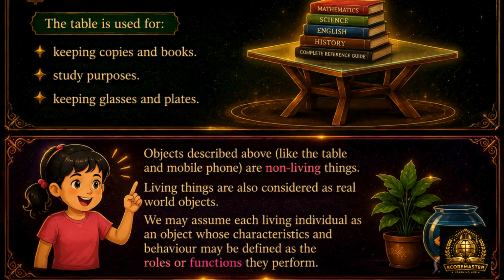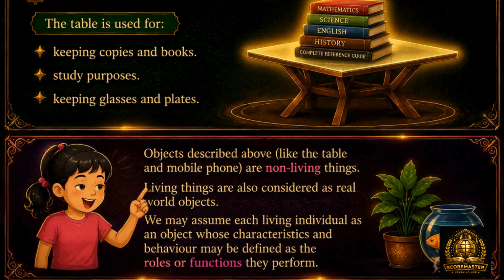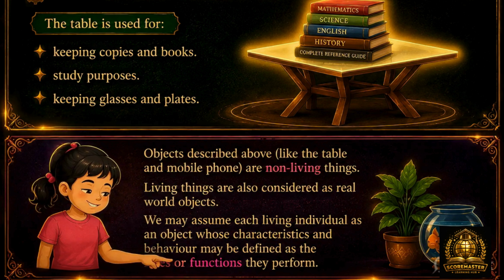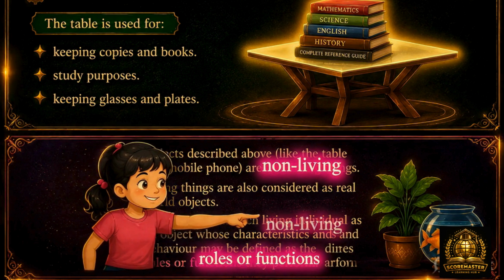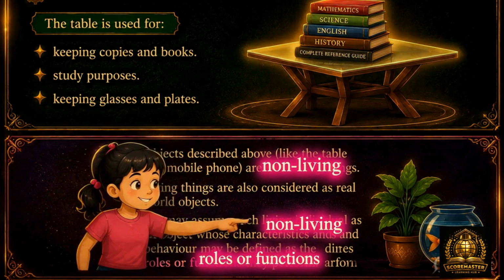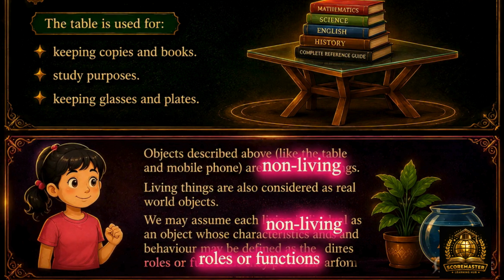The table is used for keeping books and study. Objects like the table are non-living things. Living things, like this fish, have roles or functions. We can define their behavior by these roles.